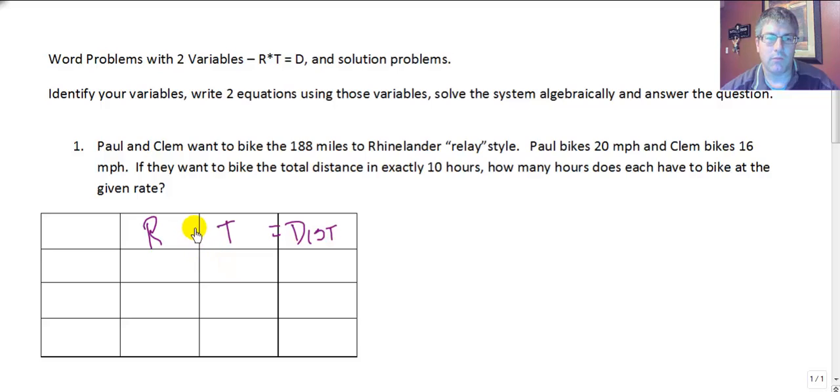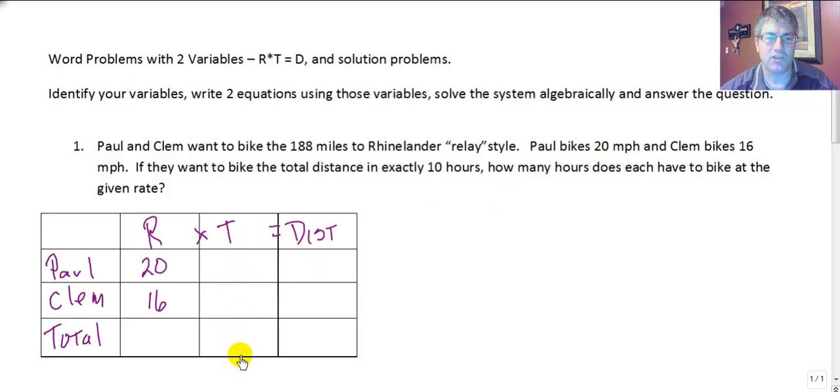So we can set up our chart, and we know that we multiply across, and generally we add down. And the two heroes in our problem, our two subjects, are Paul and Clem. So we've got Paul, and we have Clem, and we'll use the total row here as well, just like we saw in Microsoft Excel. And we've got a rate for Paul. Paul's rate is 20 miles per hour. Clem's rate is 16.